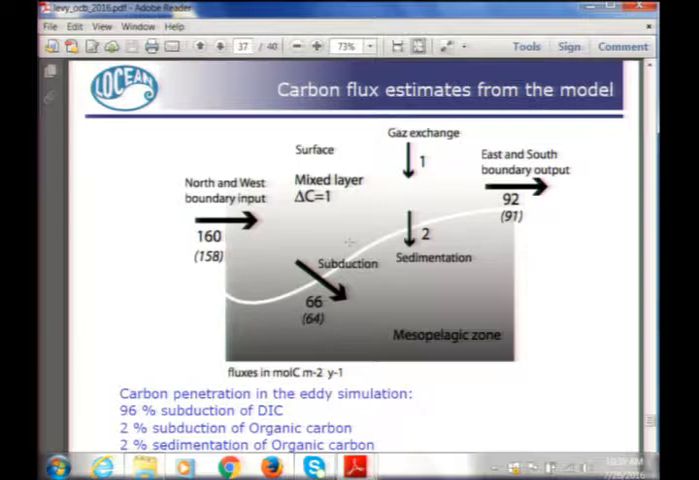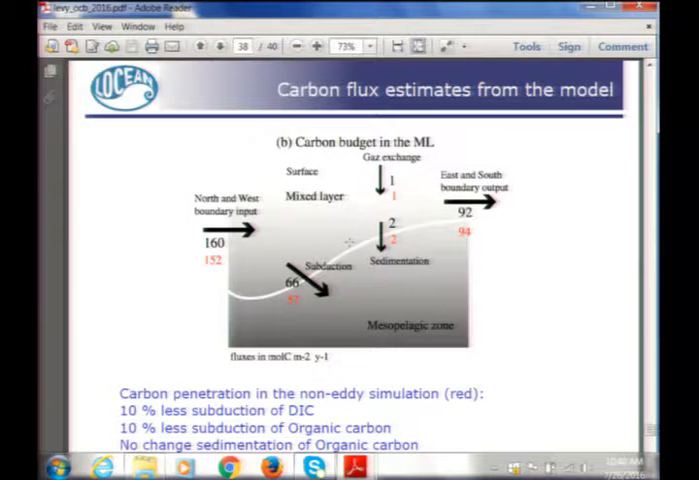And the difference between these two, 64 and 66, is the amount of subduction of organic material. So you have sedimentation of 2, organic material through subduction of 2, and subduction of DIC of 64. Now that's when we have submesoscales. If we remove the submesoscales, that's how the numbers have changed.